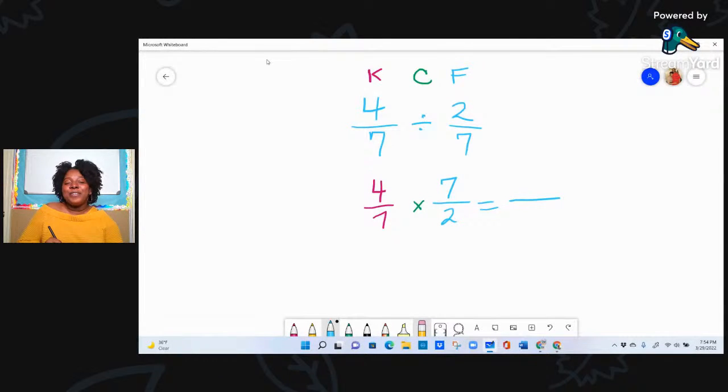Okay, so 4 times 7, you're going to get 28. 7 times 2, you're going to get 14. And this is nice because 28 divided by 14 is just 2. But if you didn't know that, you would divide by 7. You'll get 4/2, and 4/2 is 2. Either way, you'll get down to 2.